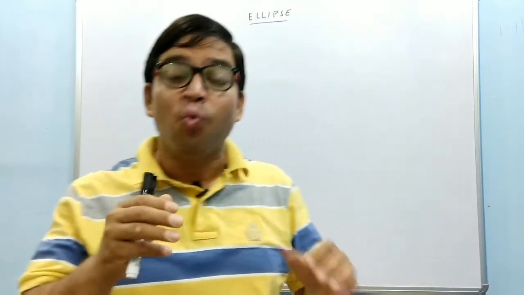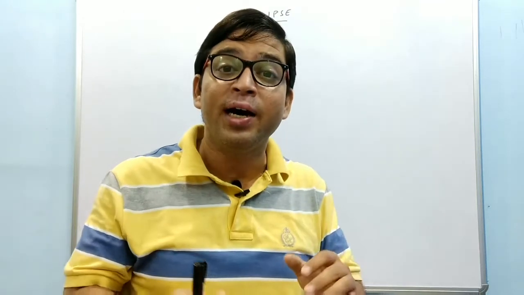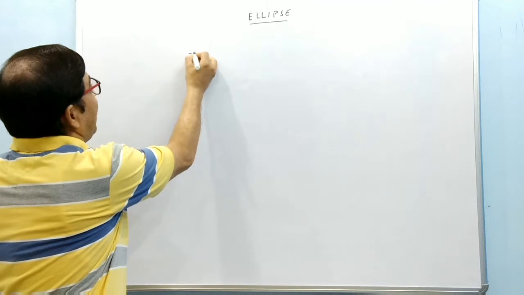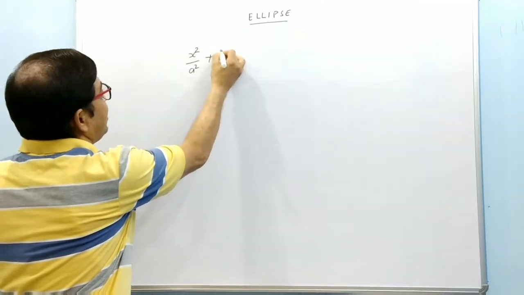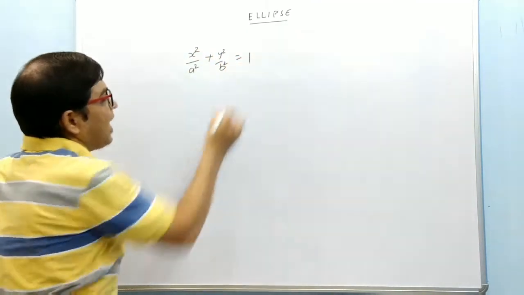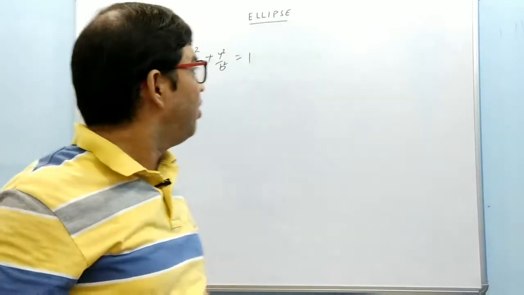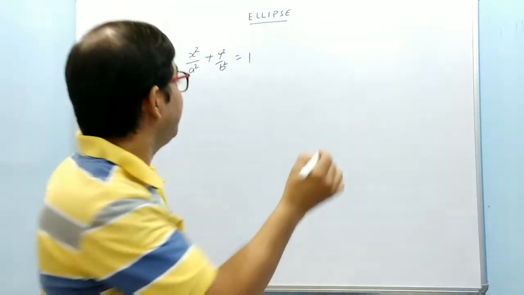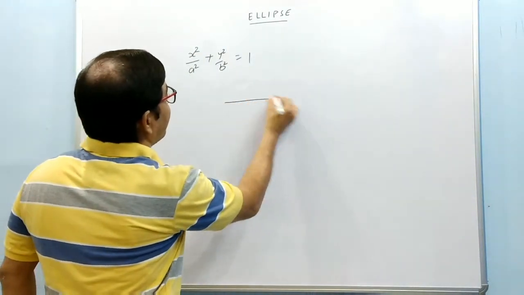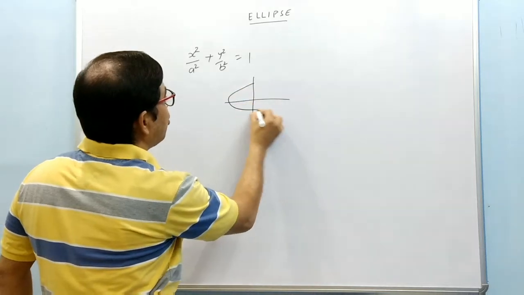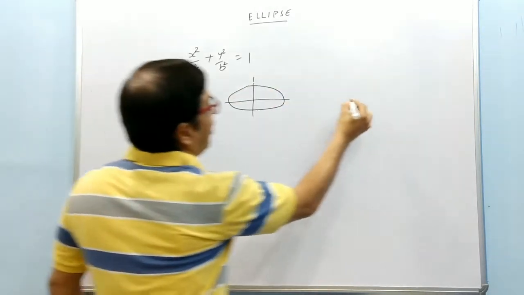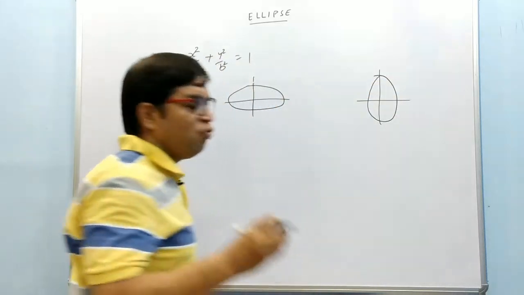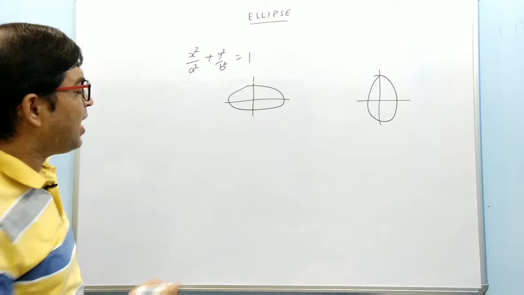Firstly, we will see what the parts of an ellipse are and what the equation of the ellipse is. The equation is in the form x square by a square plus y square by b square equal to 1. That much simple. What a and b represent, we will see by means of the diagram of the ellipse. Ellipse is either in this format, that is horizontal ellipse, or it is vertical ellipse. Two forms are there. We will see the parts.